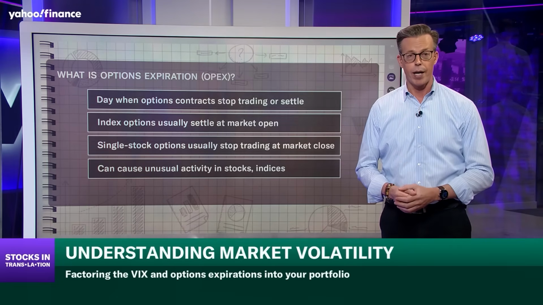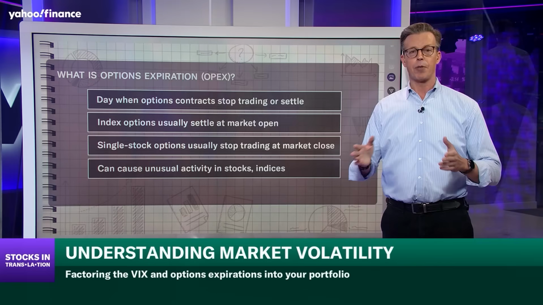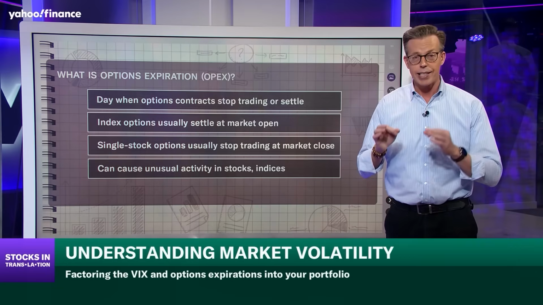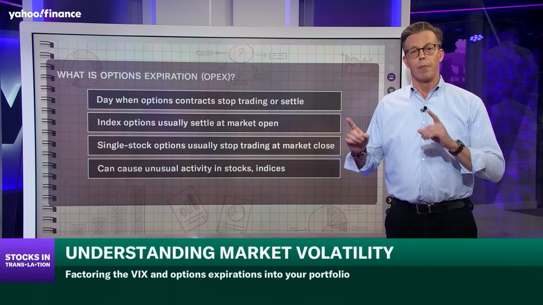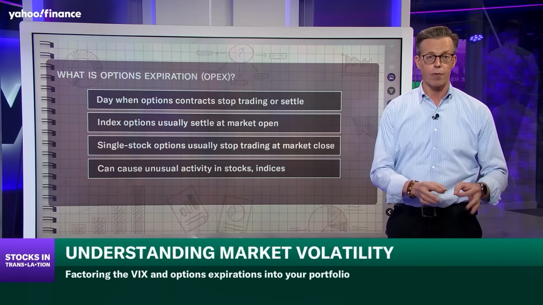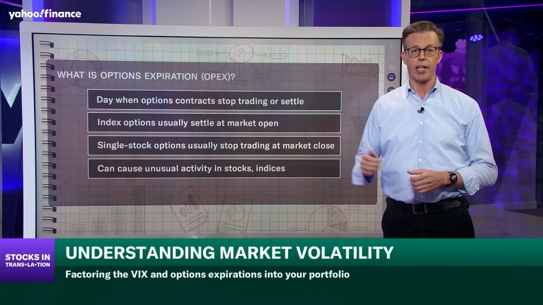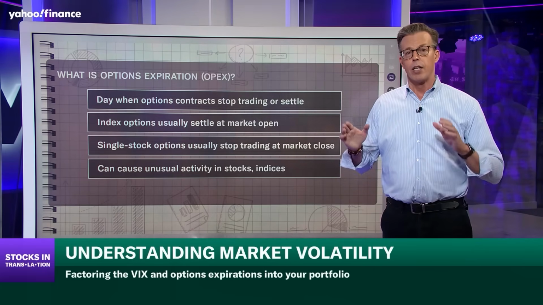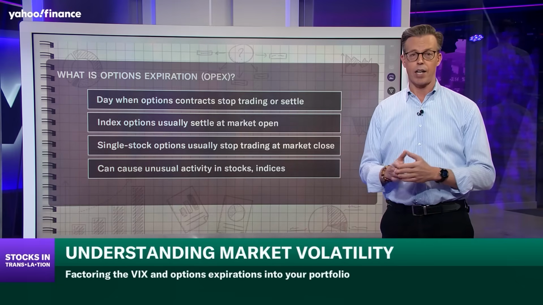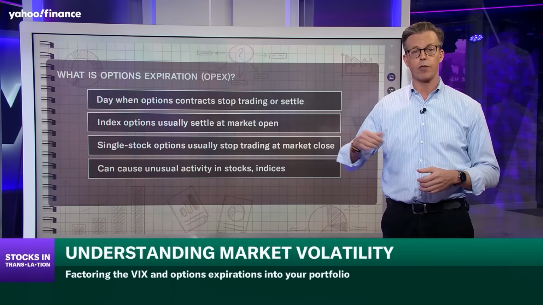Now, investors can buy options on indexes like the S&P 500 and individual stocks, plus ETFs and futures, but index options usually settle at the market open on Friday, while the others usually stop trading after the market close. Some of the heavy selling that we saw during the week was due to the buildup of index options around certain prices.